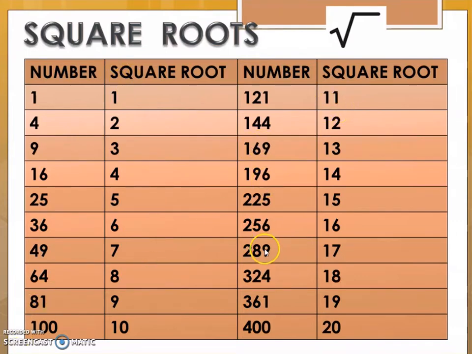So now this column gives you the square root. So if the number is 1, the square root is 1, number is 4, the square root of 4 is 2. If the number is 9, the square root of 9 is 3, and so on. So compared to the previous one, just the columns are interchanged. This is the symbol for square root, this sign.